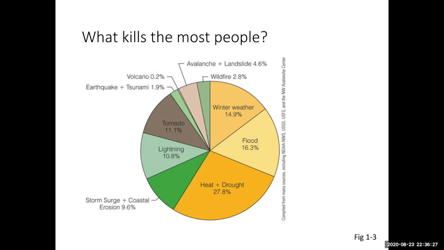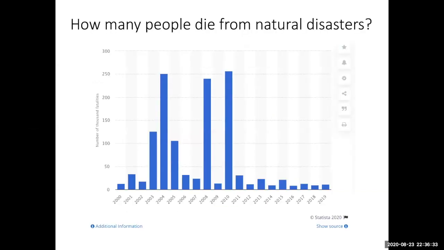So, how many people actually do die each year? Well, it does depend. You can see that this graph shows time along the x-axis, and then the number of deaths in thousands of people along the y-axis. So we're looking at a time period of about the last 20 years. Last year, in 2019, about 11,000 people around the world died from various natural disasters. But you can see from the data that in some years, as many as 250,000 people died. How many of those deaths could have been prevented?